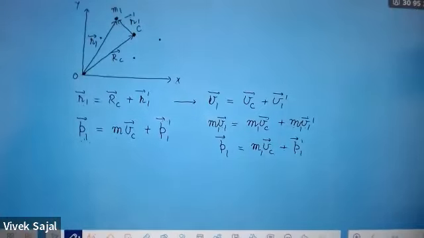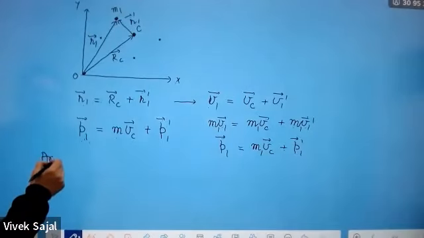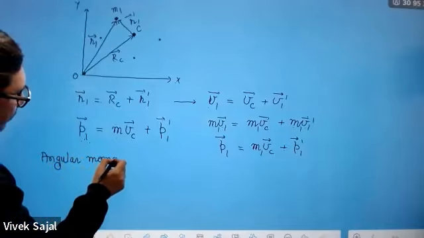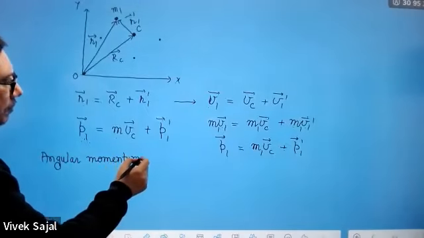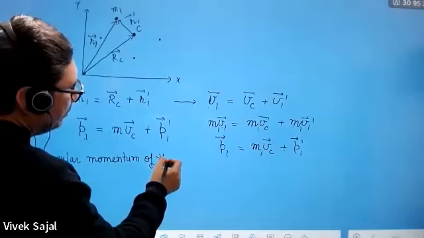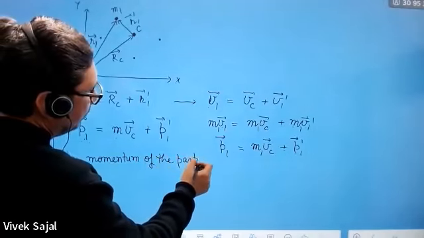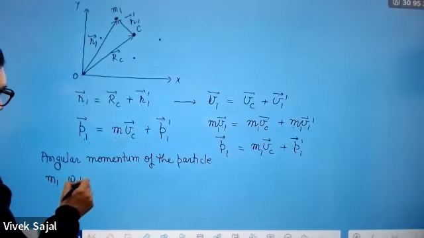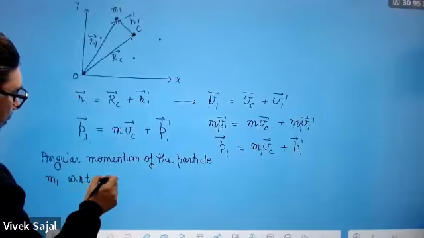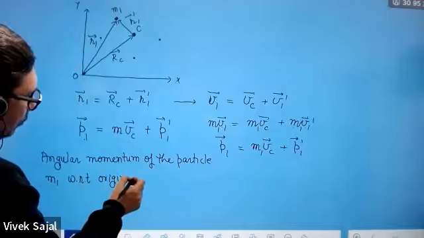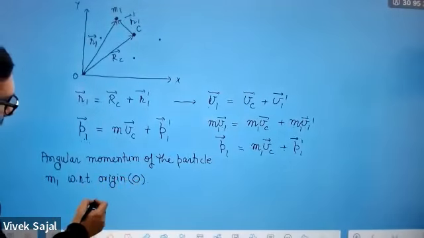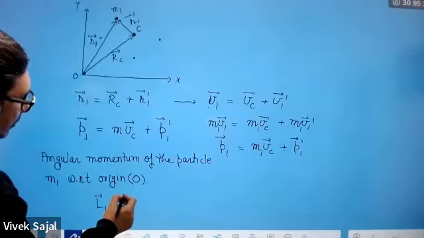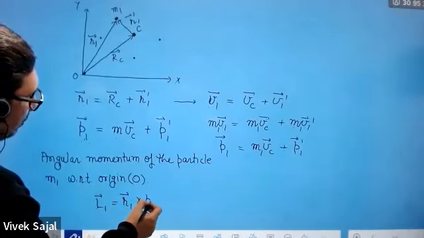So now write the angular momentum of the particle M1 with respect to origin O. This will be L1, equal to R1 cross P1.